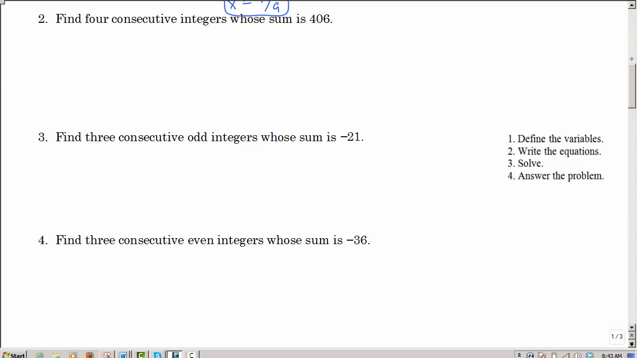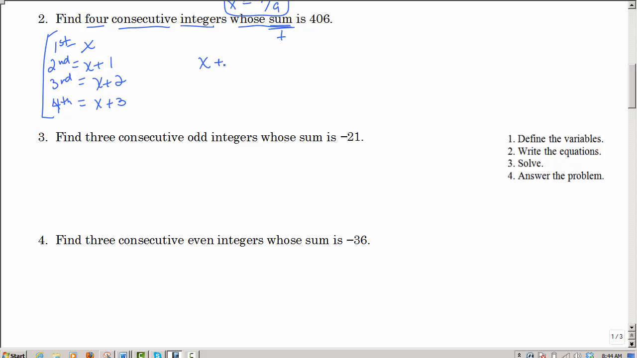Find 4 consecutive integers whose sum is 406. So 4 consecutive integers. It doesn't say even or odd. So since I need 4 of them, I'm going to let the first one always be x. The second one x plus 1, then x plus 2, and then x plus 3. So I've defined my variable. I'm looking for that on your paper. Find 4 consecutive integers, I wrote all those down, whose sum, what does that mean to do? Sum. Yes, that means to add. So I'm going to add all my integers.